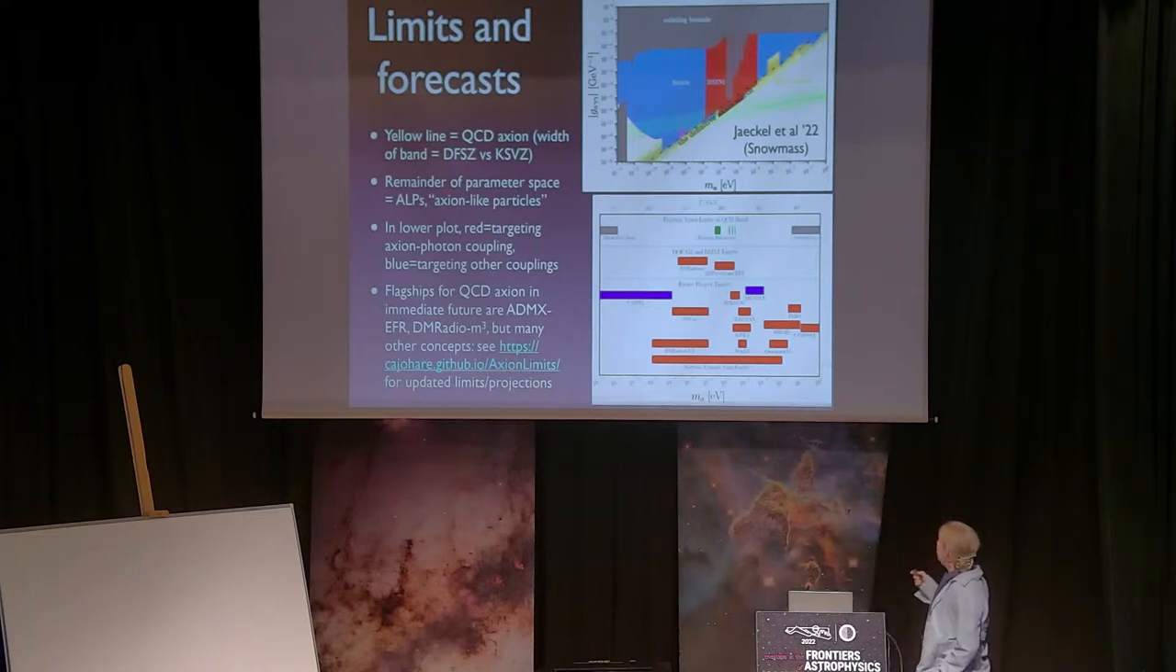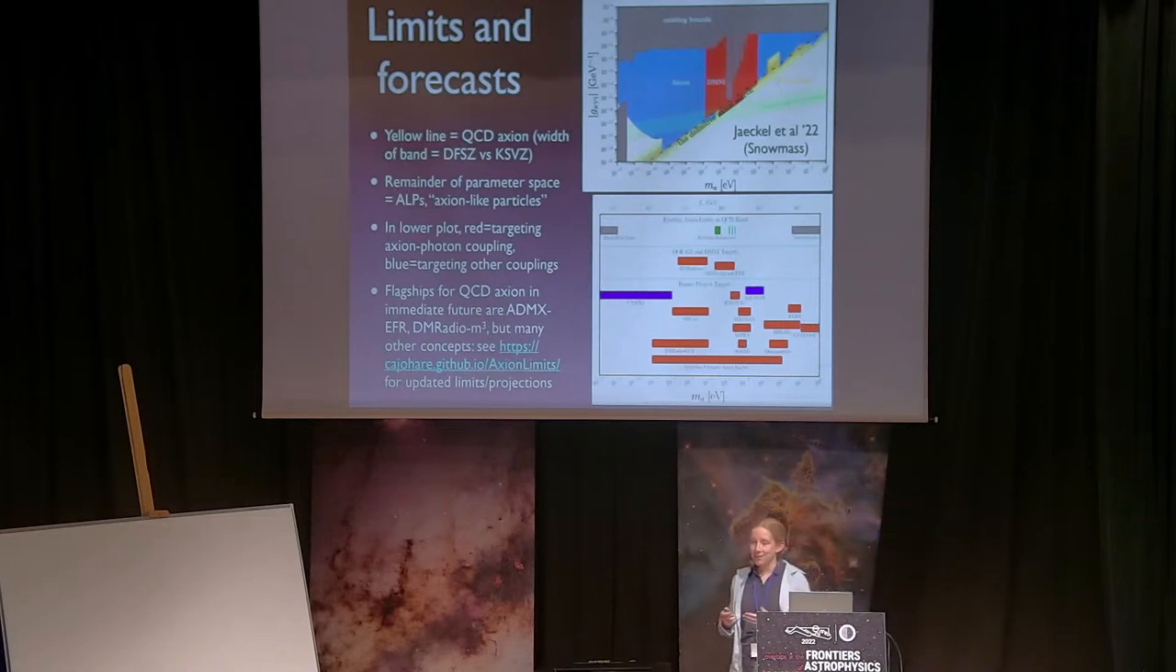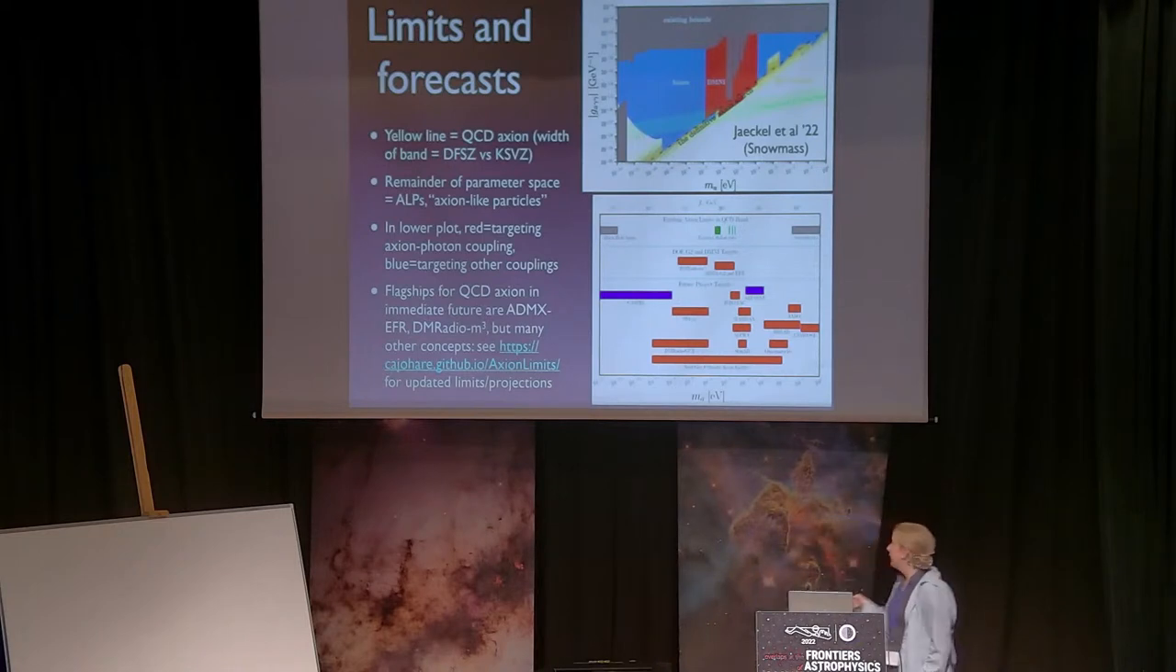And this yellow band corresponds to the QCD axion. The width of this band, as we said, it's really the coupling to the gluons that's controlled by the strong CP problem. So the coupling to the photons is somewhat model dependent and is supposed to be captured by the width of this band.